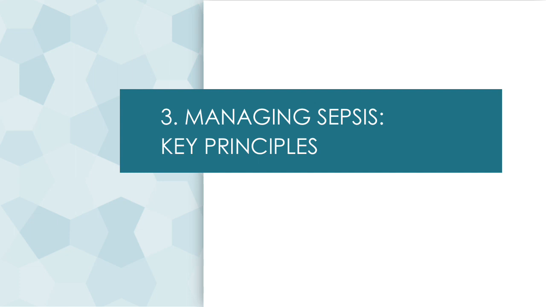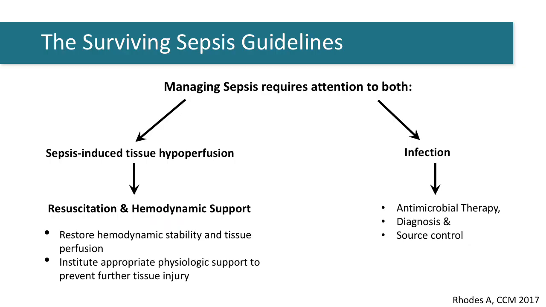Let us now move on to some of the key management strategies in cases of sepsis and septic shock. When we look at the surviving sepsis guidelines, managing sepsis requires attention to both evidence of infection, which requires early institution of antimicrobial therapy, diagnosis of infection, and source control, and concurrently, we must manage the sepsis-induced tissue hypoperfusion, which essentially means resuscitation and hemodynamic support.